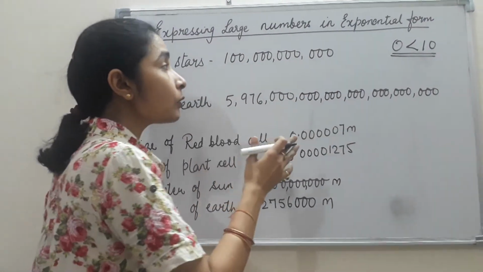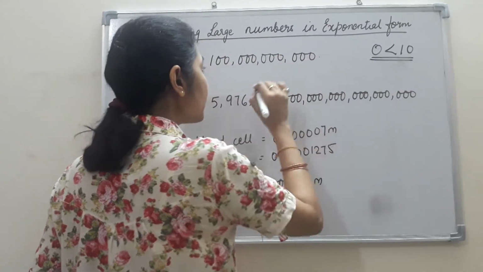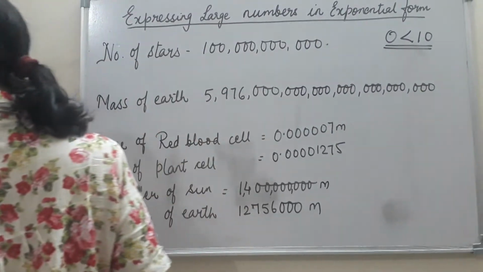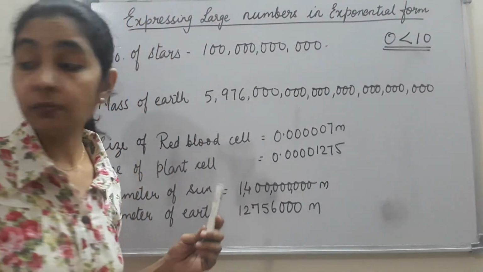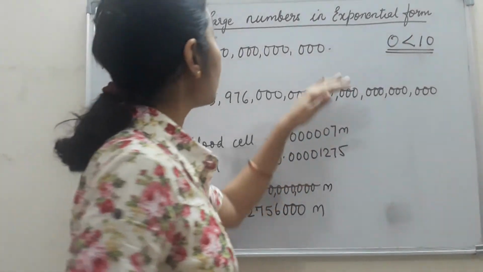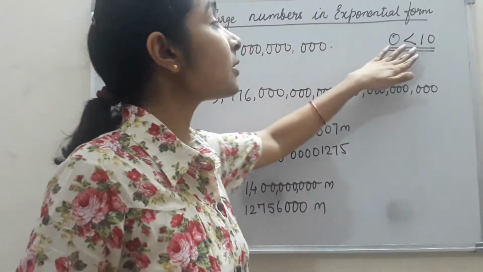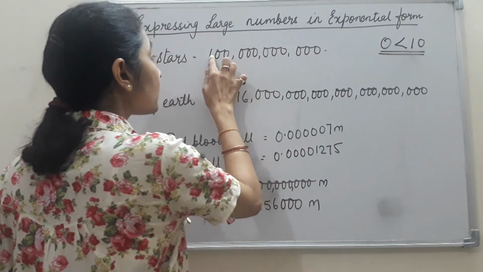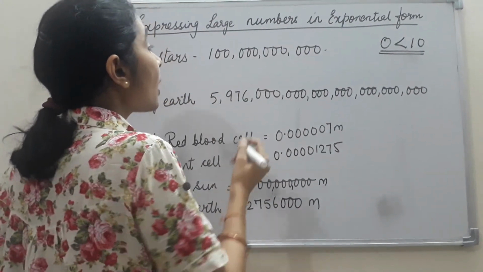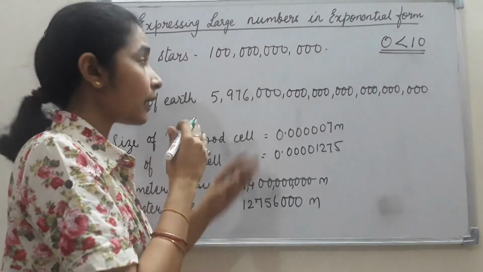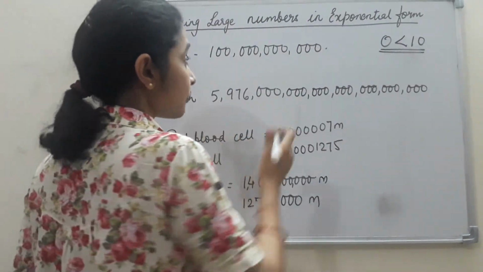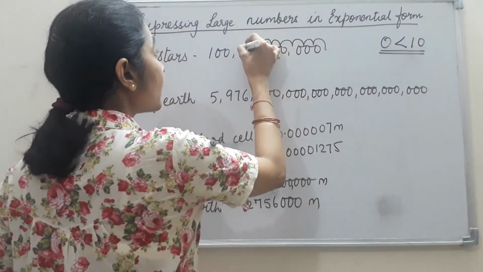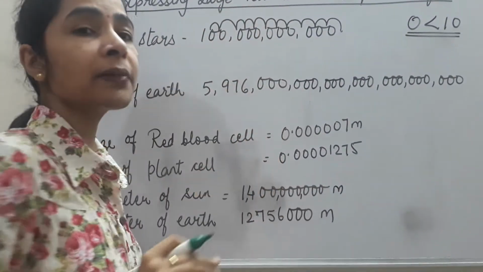Now, where is the decimal here? When there is no decimal visible in the number, that means it is at the end. When we want to write it in the standard form, we change this number in such a manner that it is greater than 0 and less than 10. So what will I do? This decimal from here I will bring here, after 1. I am shifting it to the left. So how many places am I shifting? Just see: 1, 2, 3, 4, 5, 6, 7, 8, 9, 10, 11. 11 places I am shifting.